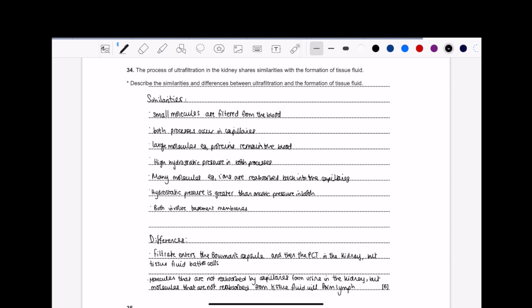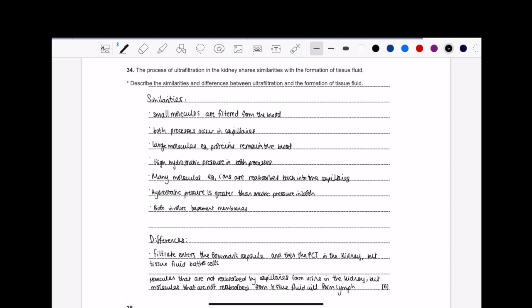So you always want to write out your answer in a methodical and logical approach. So if there's similarities and differences, just put 2 headings. Simple. Then, of course, I'm assuming you guys know about ultrafiltration and tissue fluid. So from that, and from answering the questions that I told you previously, I can start to make answers out of it.